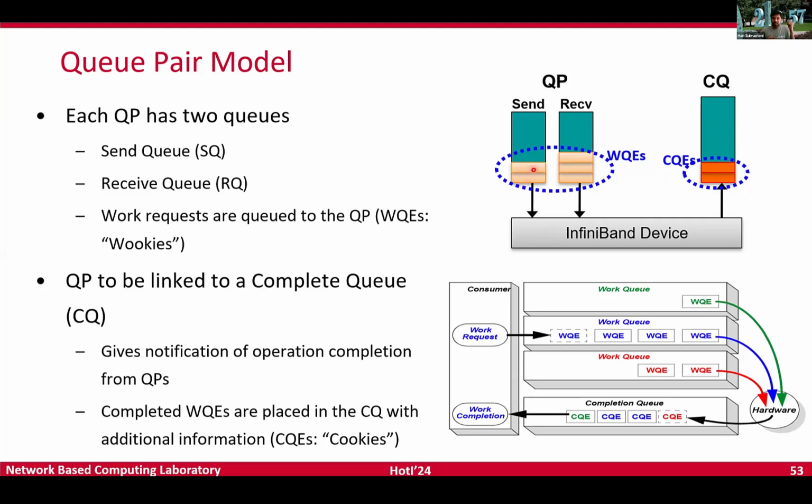Then we will create a work queue element saying that this is the address from which I want to send, this is the number of bytes, this is the key. The IB device will get that metadata, fetch the data from memory using DMA engines, send it out through the network, and then post the send work queue entry into the completion queue, indicating to the process that the operation has been completed and the buffer is safe for reuse.